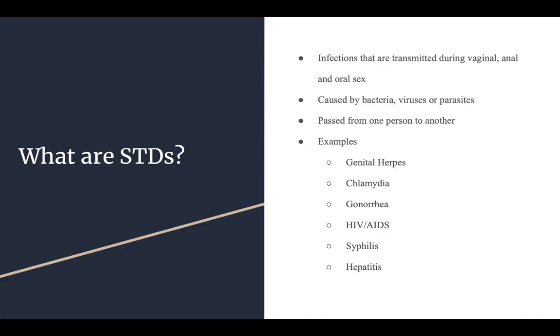There are a lot of factors in prevention, and there's also a lot of research on them and how they affect people on a day to day basis. Some common examples of STDs are genital herpes, chlamydia, gonorrhea, HIV, AIDS, syphilis, and hepatitis. Today I'm going to talk about a few of them.